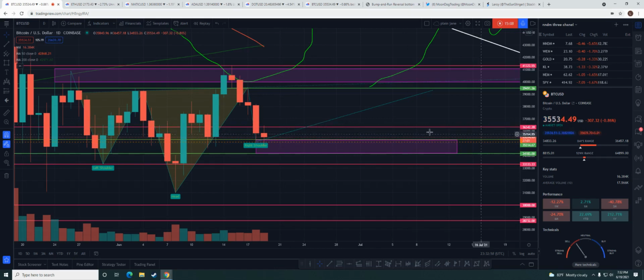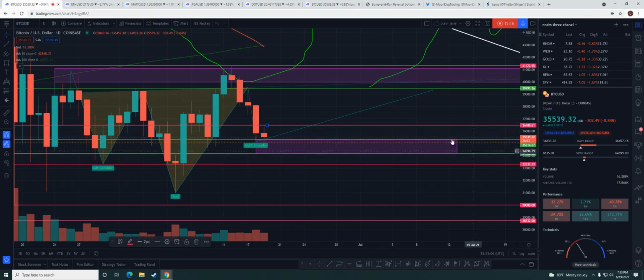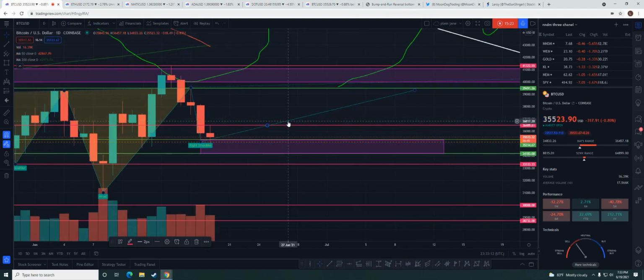We still want to break this 36,400 area, right? Was that the high? Yeah. So 36,480 area. Okay, that's what we want to break.